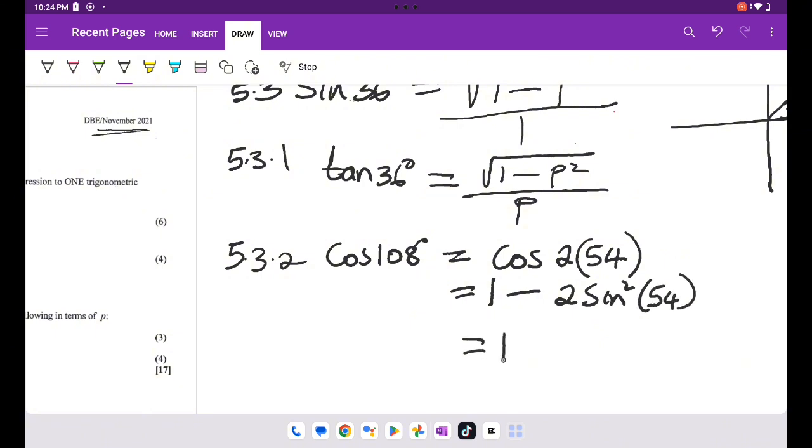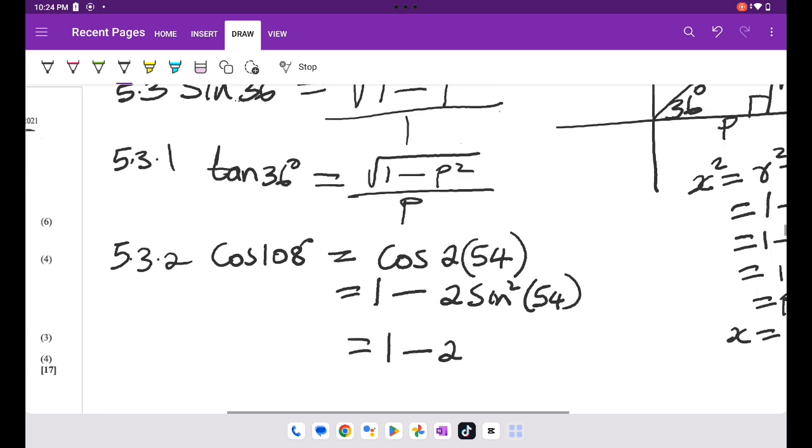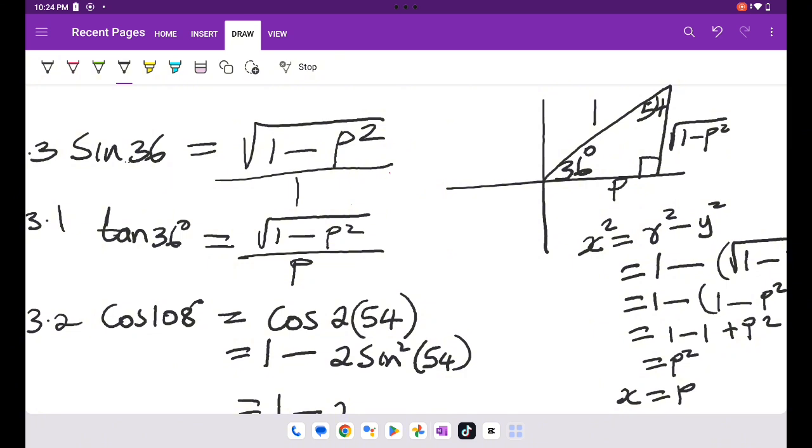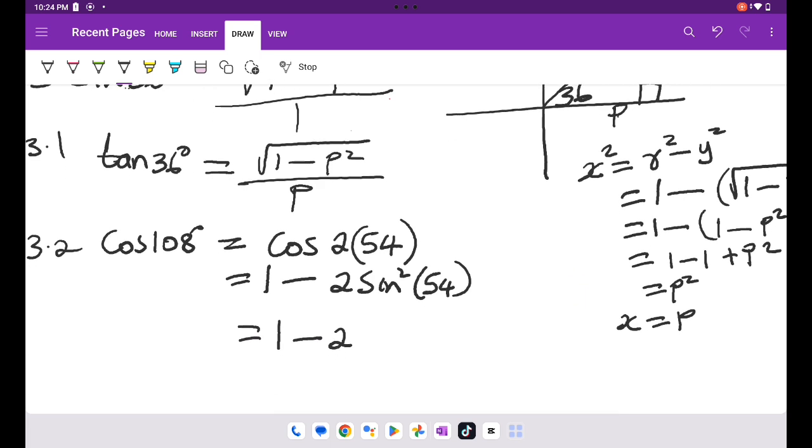So this is 1 minus 2 times sine of 54, and 54 is this angle here. Sine is opposite over the hypotenuse, so opposite to 54 is p, hypotenuse is 1, so it's just p. So we can just write the p, but it is squared.